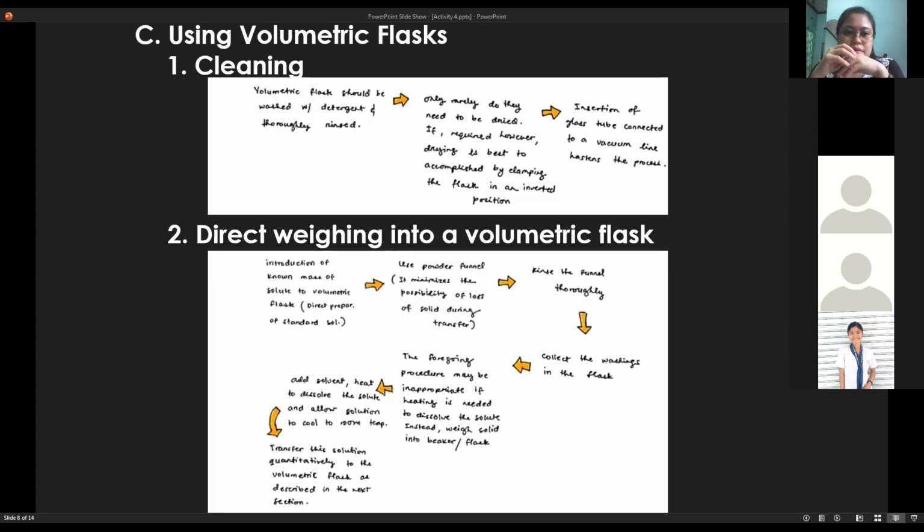Second, direct weighing into the volumetric flask: introducing a known mass of solute to the volumetric flask, for direct preparation of a standard solution. Then the second procedure is to use a powder funnel, which minimizes the possibility of loss of solid during transfer. Then third, rinse the funnel thoroughly. Fourth, collect the washings in the flask.